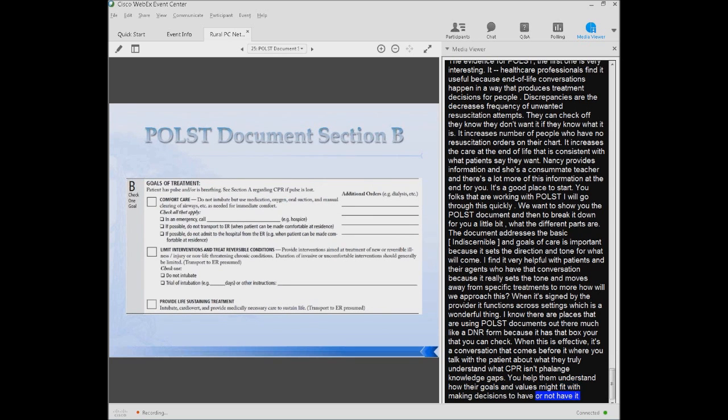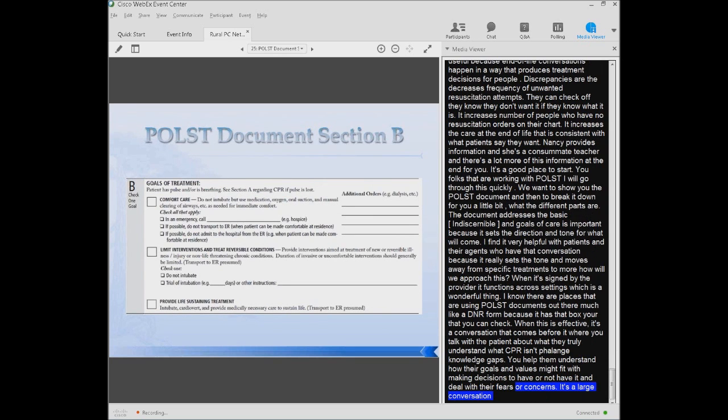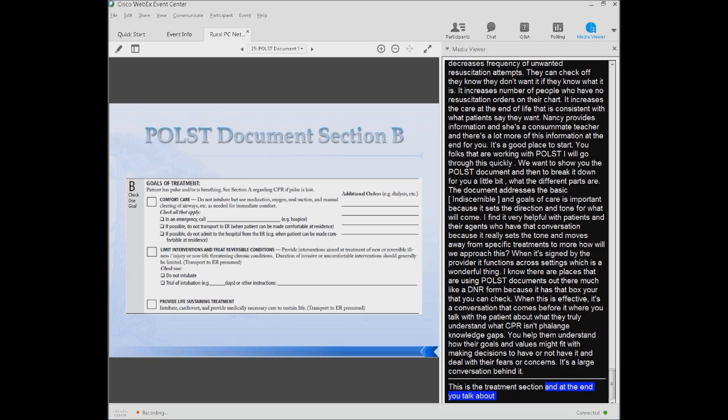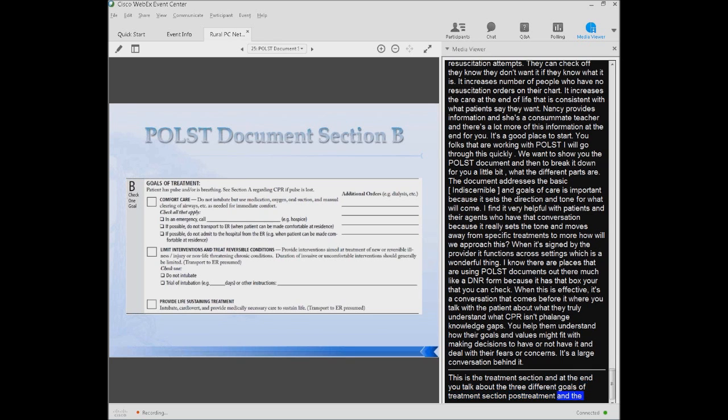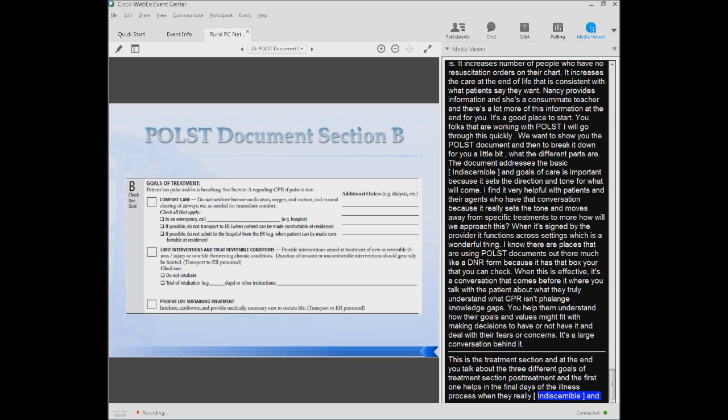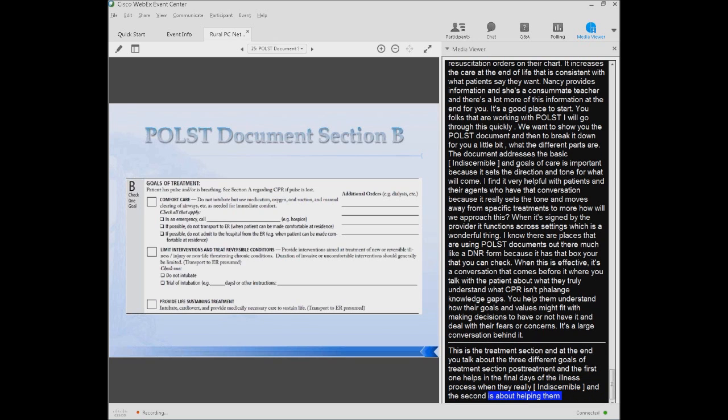This is the goals of treatment section, again, where you talk about the three different goals of treatment and how they might be used. The first one really is to help people in those final days of their illness process when they really do not want other treatment. The second one is to help them maintain the quality of the life where it's at that time. And the last one is to provide all the care that a person needs.